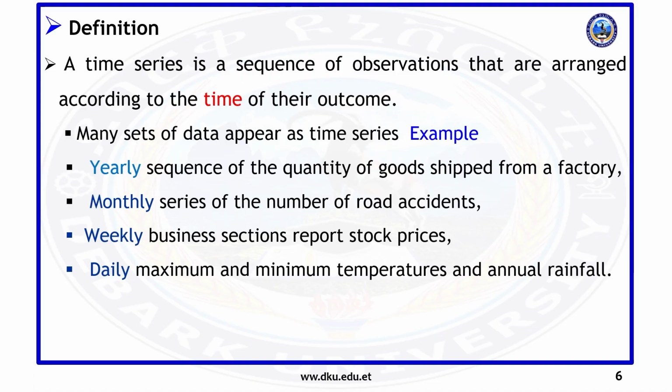Weekly business section reports of stock prices. The data allows investors to see trends and volatility over time. And it may be the daily maximum and minimum temperatures and annual rainfall. These show patterns and fluctuations which help in forecasting and planning.